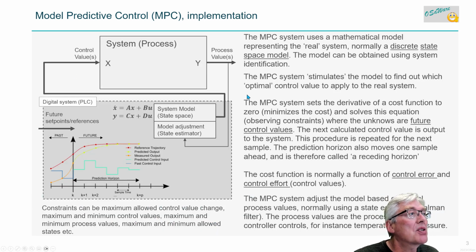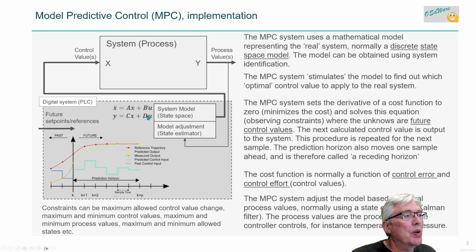So what we have here is a system. We have a process. We have control values to the system, and we get process values out. One controller, more control values. And here is our MPC, digital. It could be a digital system, for instance, a PLC. So we have a system model, a state space usually. It looks something like this. Often we don't have a system model, we could use system identification to obtain the model, but we need a model. If we don't have a model, we don't have a model predictive controller. It's as easy as that.